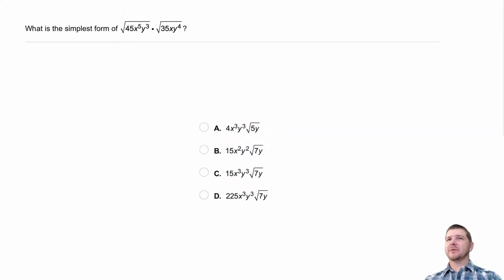Your turn. What is the simplest form of the square root of 45x to the 5th power y to the 3rd power times the square root of 35xy to the 4th power?